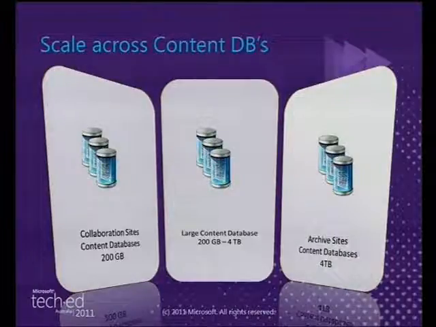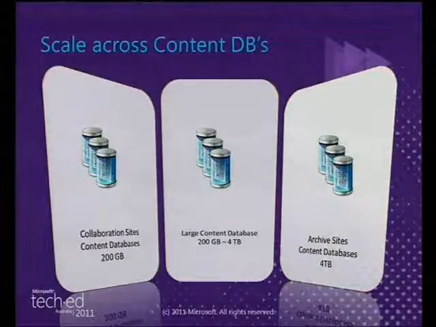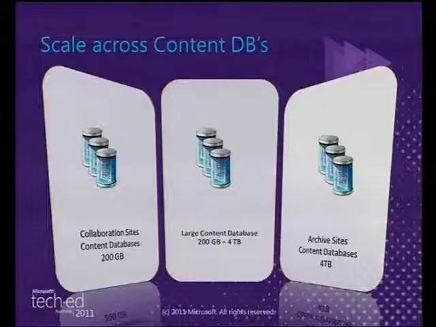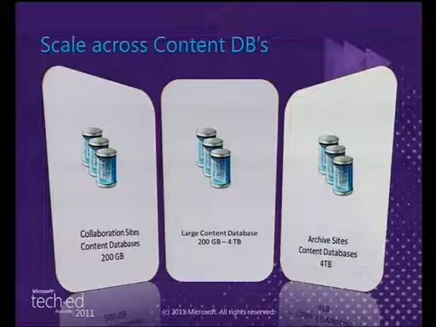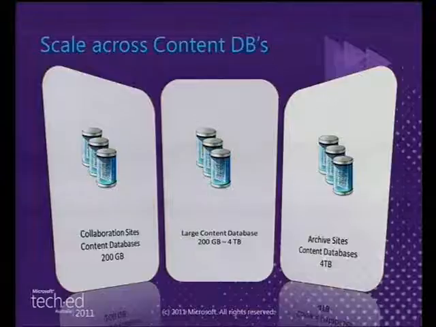So for collaboration sites and content databases, you're looking at the 200 gigabyte sort of space, and we're going to talk in more detail about the limitations and the high end. So you move to larger content databases. Microsoft have said, and if you read the documentation very carefully, it says 200 gigabytes to 4 terabytes. Now, 4 terabytes is a pretty frightening number.